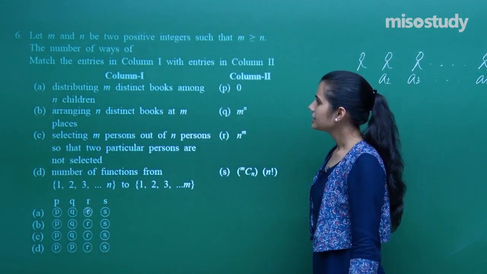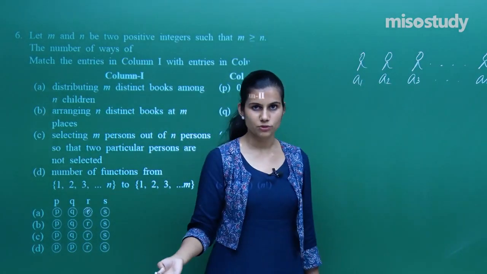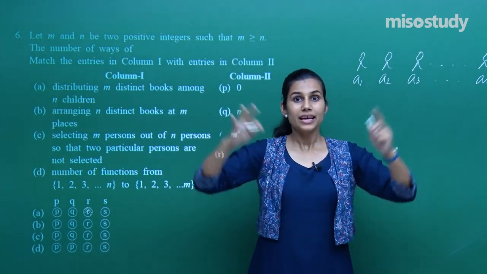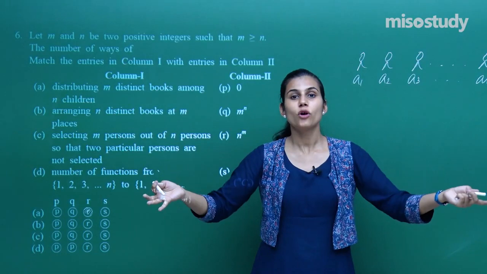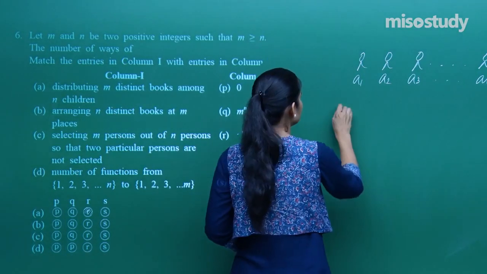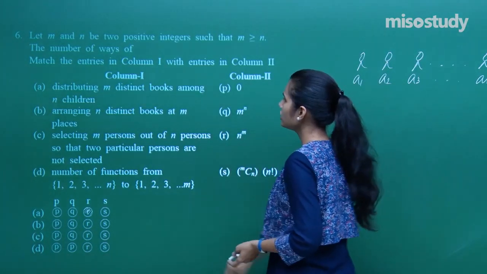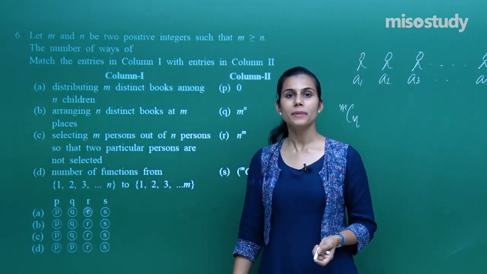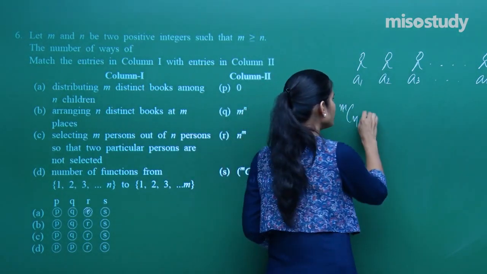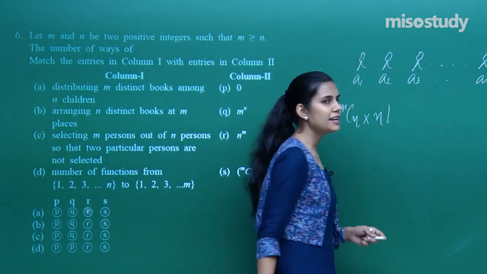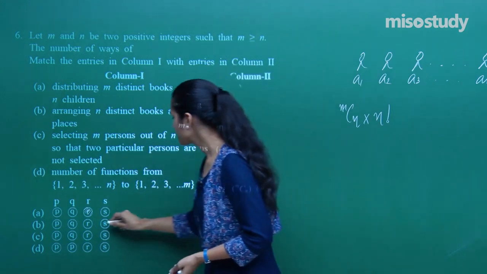Next is arranging n distinct books at m places. Now you know that m is greater than or equal to n. If I have n books with me and m places are there, first of all I am going to choose n places from the available m places that I can do in mCn ways. Right? I want to arrange n books in m places, so from m places I will first choose n places where I want to arrange the books. And now in those n places I can arrange n books in n factorial ways. So mCn into n factorial, which is S.